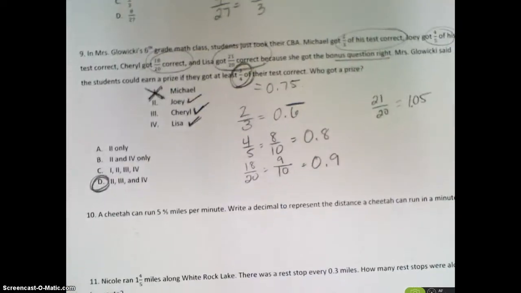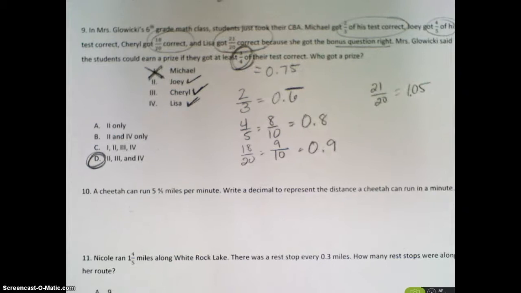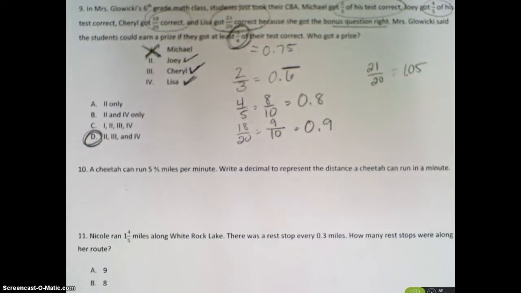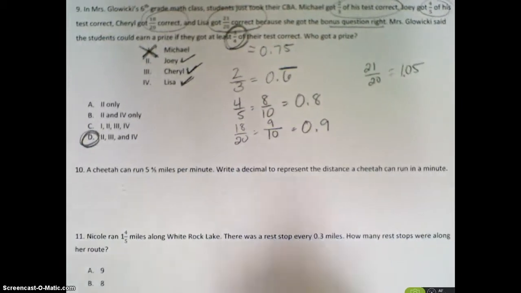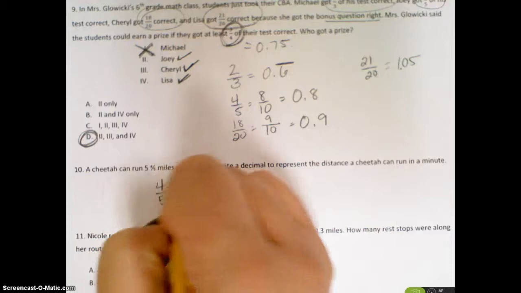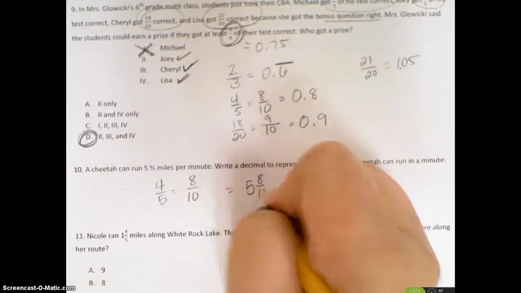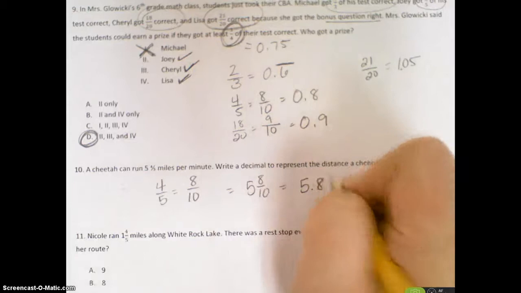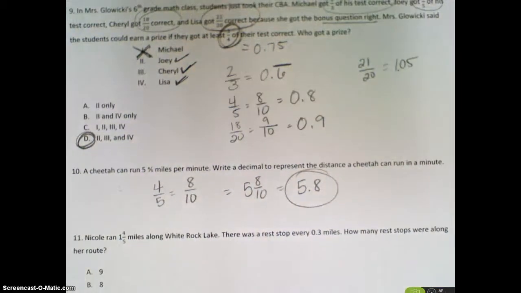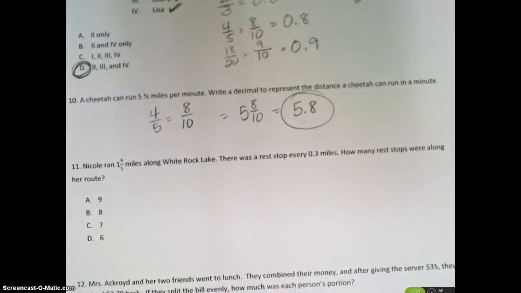There you go. A cheetah can run 5 4/5 miles per minute. Write a decimal to represent the distance the cheetah can run in a minute. Okay, 4/5 is equal to 8/10. So this would be 5 8/10, which is written as 5.8. That one's pretty simple.